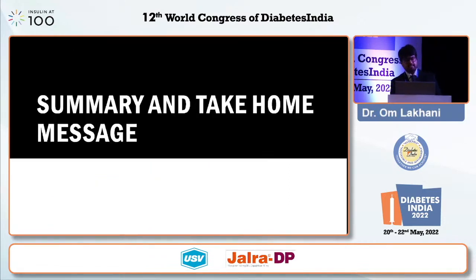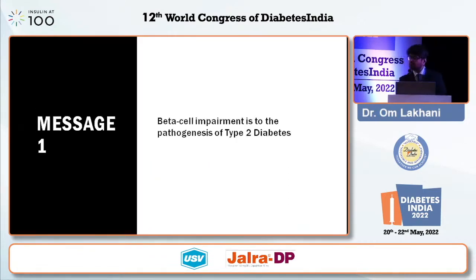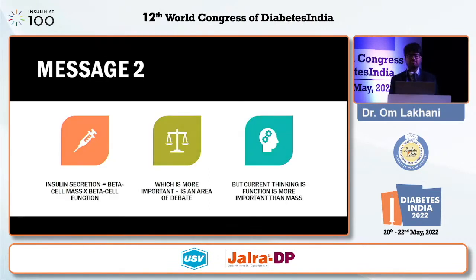So to summarize, some important take-home messages. The first important message for all of us is that beta cell impairment is the key to the pathogenesis of type 2 diabetes. Please understand this. I met a lot of tech people today working on exercise and lifestyle and all that. But you have to remember that there is a difference between a pre-diabetic patient and a diabetic patient. A pre-diabetic patient is insulin resistant. A type 2 diabetes patient is insulin resistant and has beta cell dysfunction. And this is very important, right? And this is where doctors continue to be important, right?